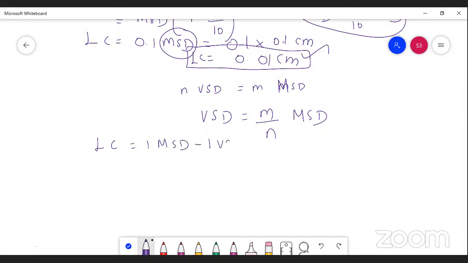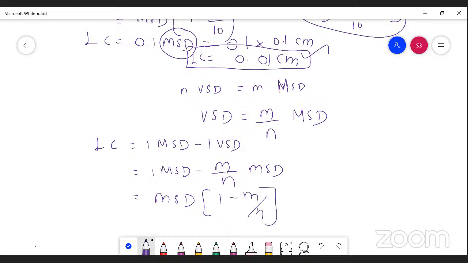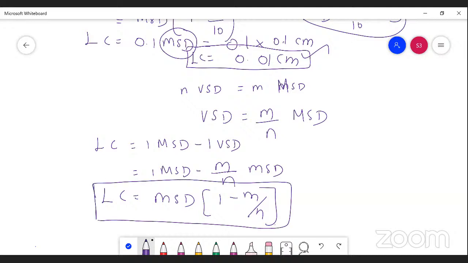The least count is equal to 1 main scale division minus 1 vernier scale division. 1 vernier scale division is equal to m divided by n of main scale division. So it is equal to main scale division of 1 minus m divided by n. This is the general formula of least count of vernier caliper. Here n is the number of vernier scale divisions and m is the number of main scale divisions.